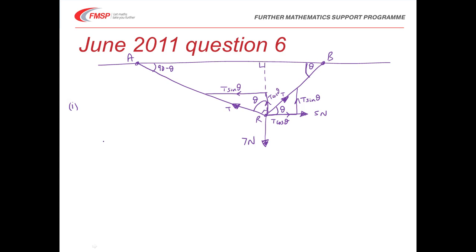The first part concerns why the two tensions are the same. Well, it's because the ring is smooth and free to slide along this string. If you could hold the string in such a way that the two tensions were different, as soon as you let go, the ring would slide to a position where the two tensions were the same. So, I think the key words are that it's a smooth ring, and secondly, that it's free to slide.